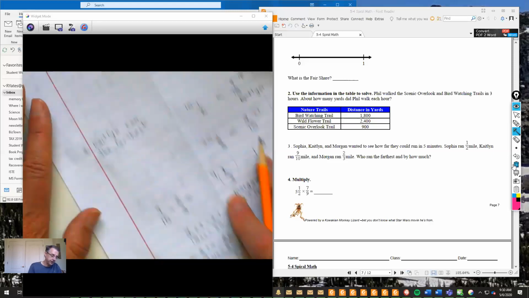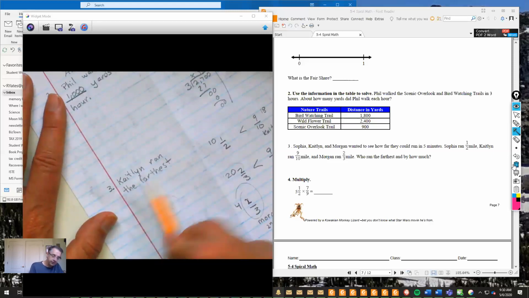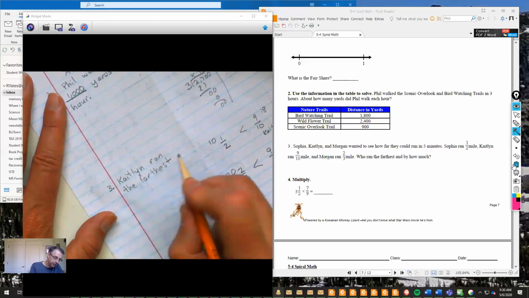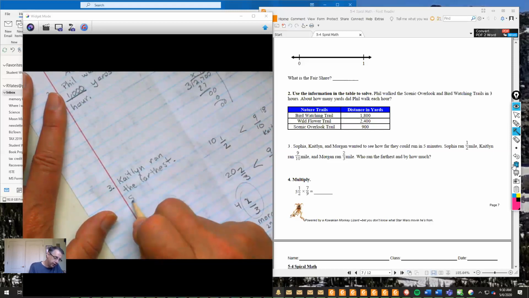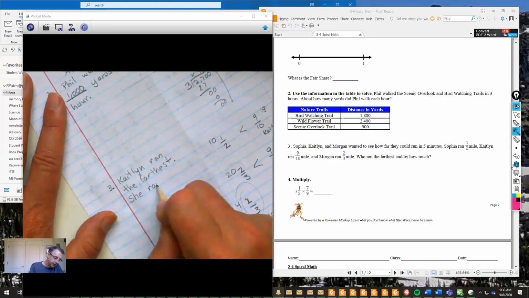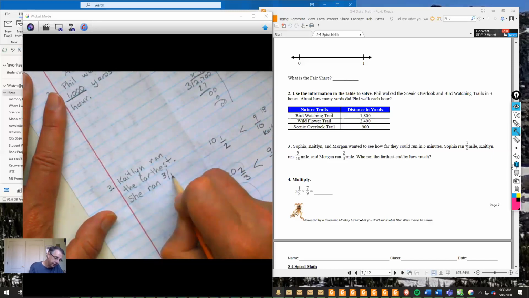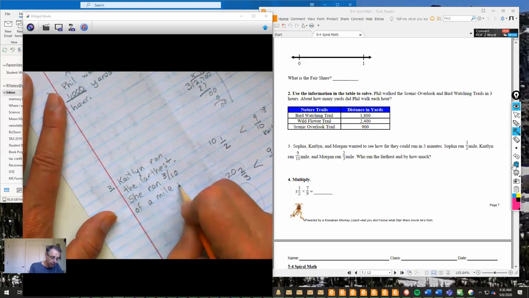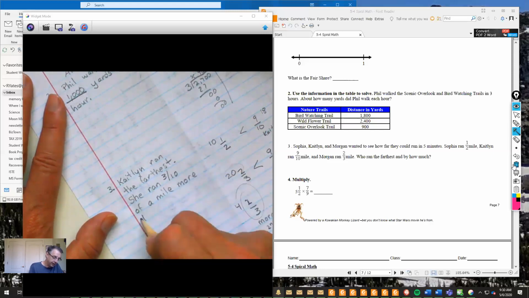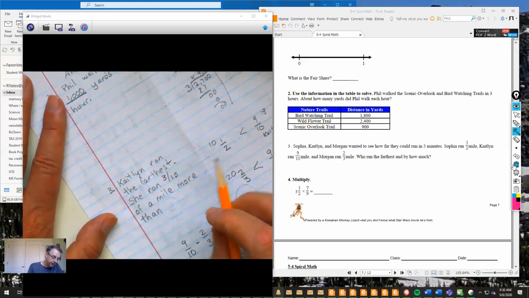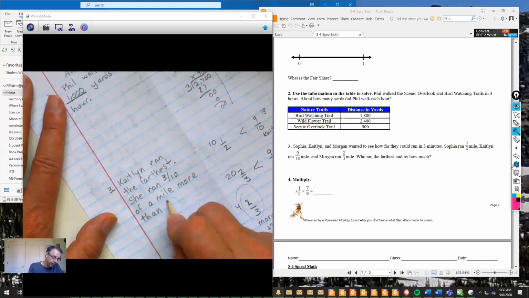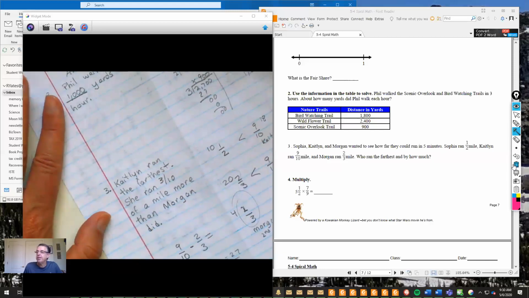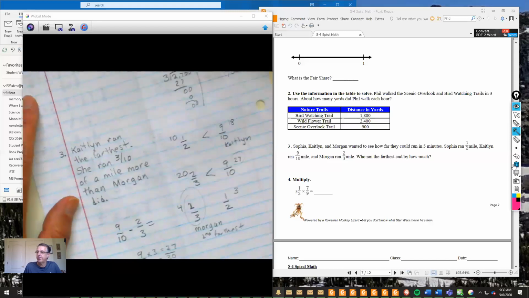And I'm going to write that right here. Caitlin ran the farthest. She ran 3/10 of a mile more than, and our second place person was Morgan. So Caitlin ran the farthest. She ran 3/10 of a mile more than Morgan did.